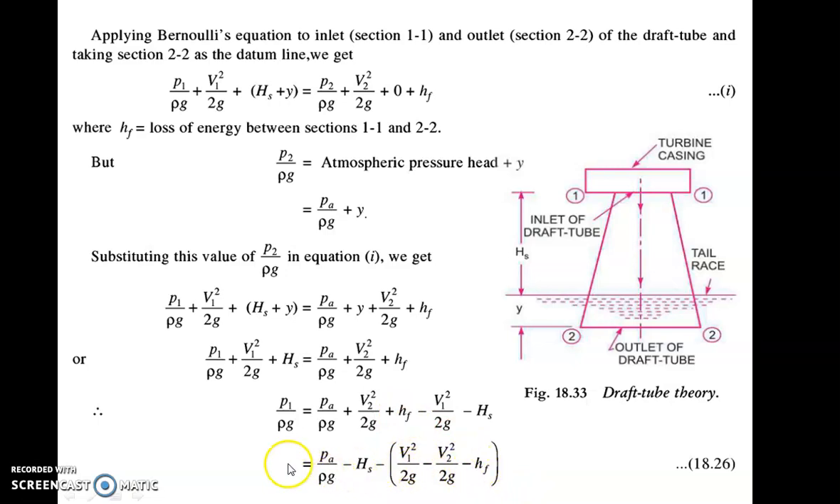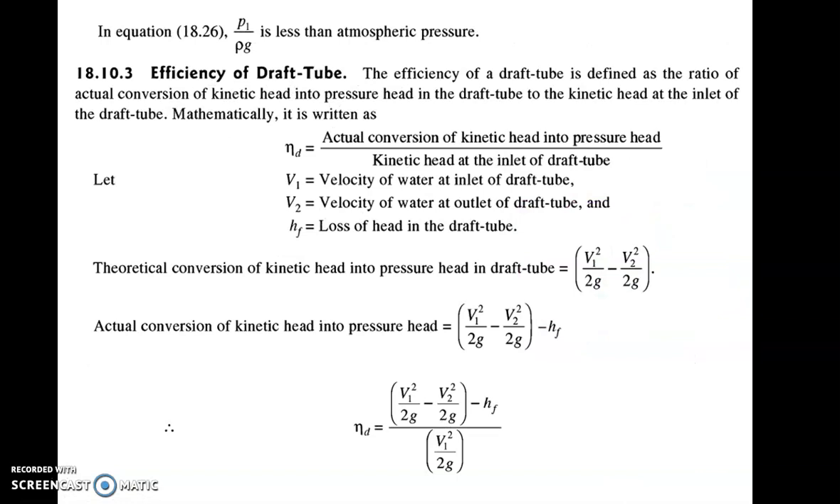So if you see this equation carefully, P1 by rho g is coming less than PA by rho g. It is coming less by this value, HS minus the value in the bracket, that will be the value which you should subtract from PA by rho g to get P1 by rho g. It shows that P1 by rho g is less than atmospheric pressure, and hence it is a negative pressure. So the pressure at section 1 is negative pressure, or less than atmospheric pressure.